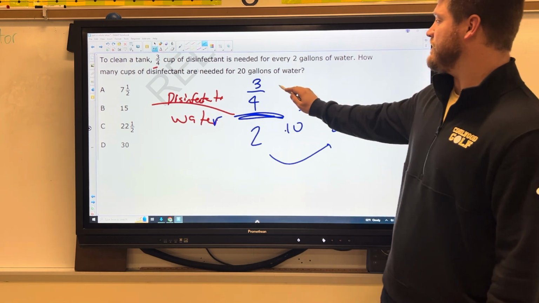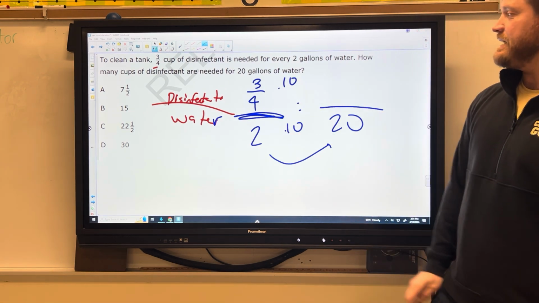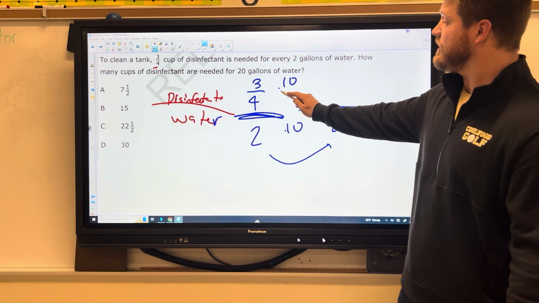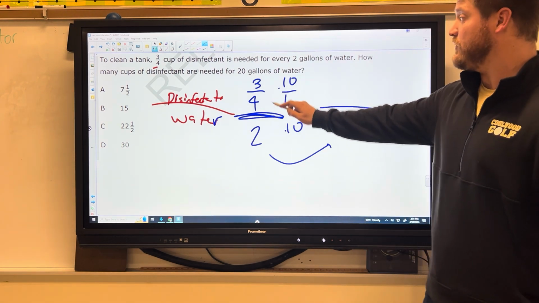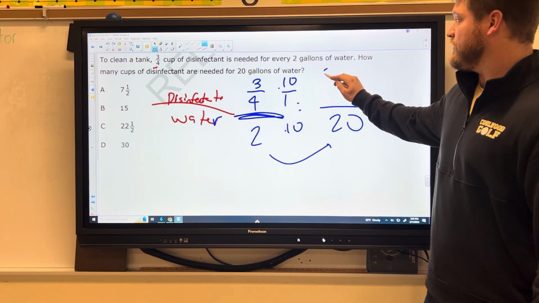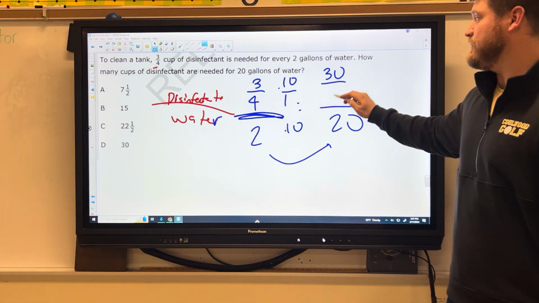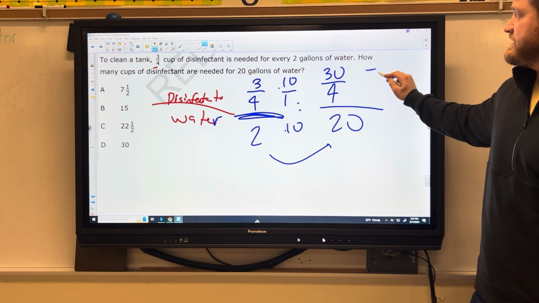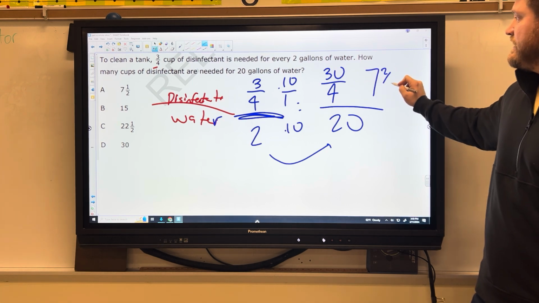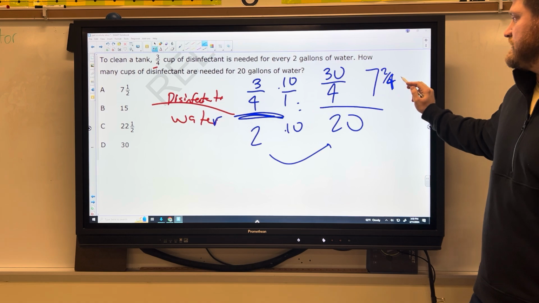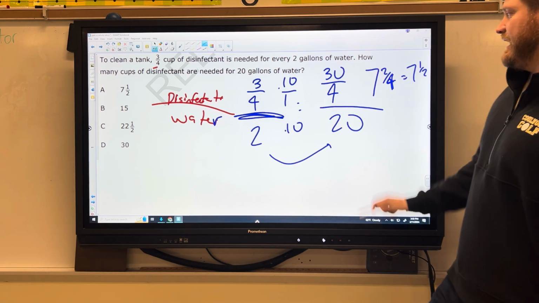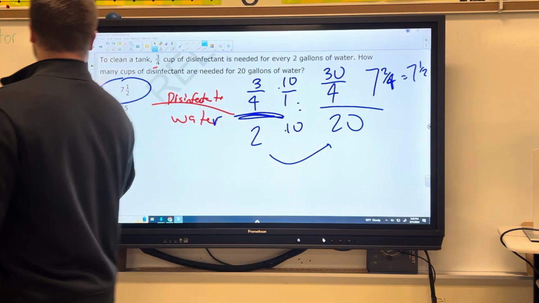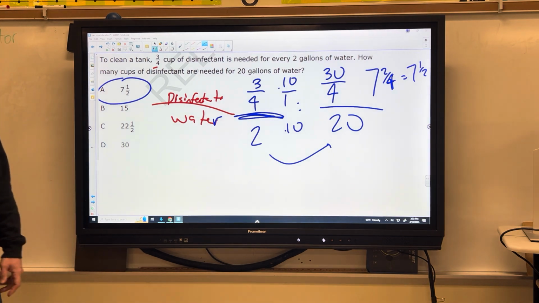When I do the top to the bottom, 3/4 times 10. Can't multiply a fraction by a whole number directly, so I'll make 10 a fraction. I'll put it over 1. And we get 3 times 10 is 30. 4 times 1 is 4. And if I reduce this, 4 goes into 30 7 times with 2 left over, so you get 7 2/4, which is equal to 7.5. This one would be A, part to part. We can make a ticket with this problem.